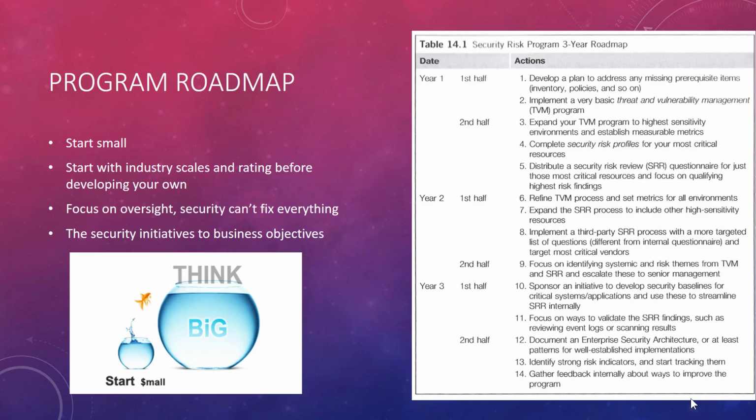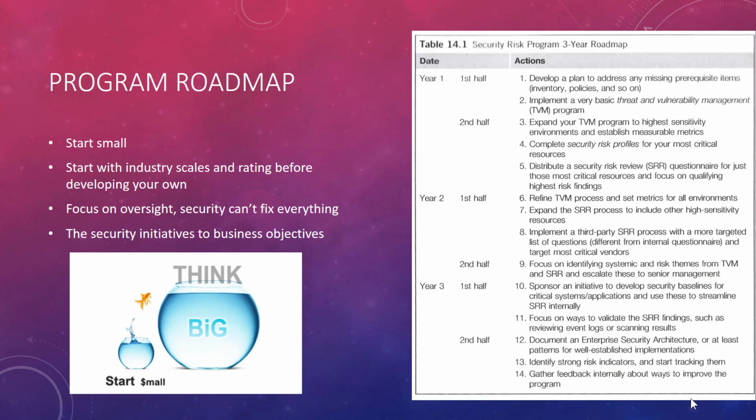So as we go back to that overarching plan, the book lays out a 3-year methodology for moving forward. You want to start small. We've talked about that the entire course. Start with industry standards and scales before you start customizing them. Get it to work small before it works big. Focus on oversight. You're not going to be able to fix everything. And you've got to be able to tie those security initiatives to business initiatives.